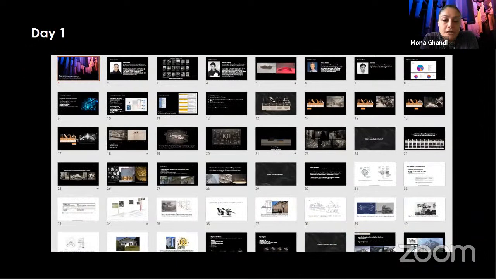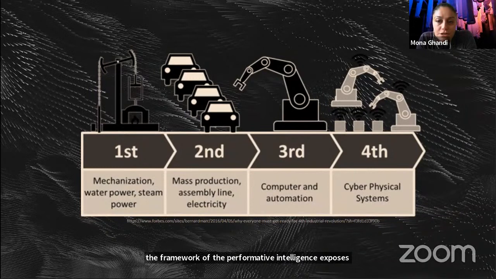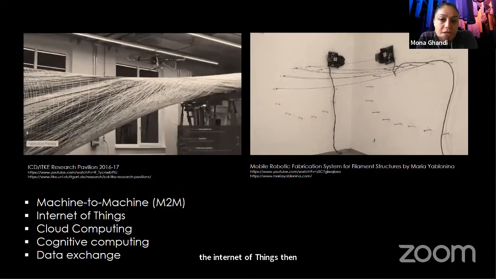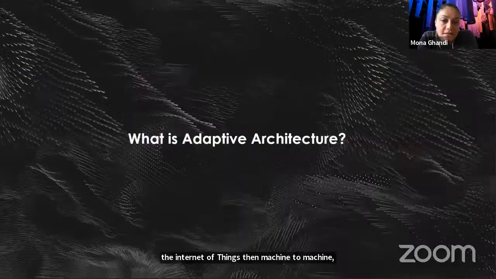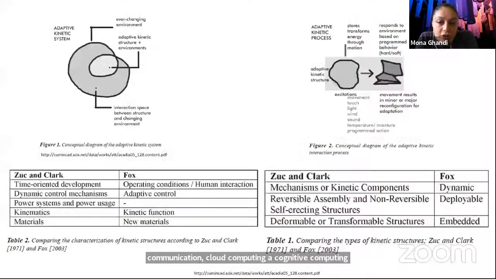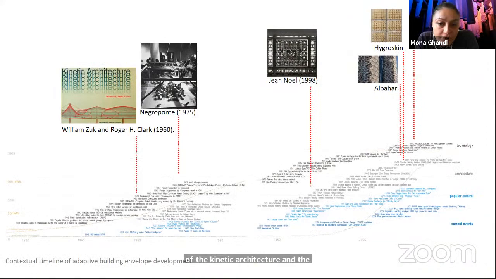So on the first day, we had lectures and we talked about the framework of the performative intelligence. We exposed the students to the fourth industrial revolution and cyber physical spaces, which was the focus of the workshop, and then informed them about the Internet of Things, machine to machine communication, cloud computing, cognitive computing, and data exchange. And they got familiar with the definition of adaptive architecture, the framework of the performative architecture, the history of the kinetic architecture, and the overview of its progress throughout time.